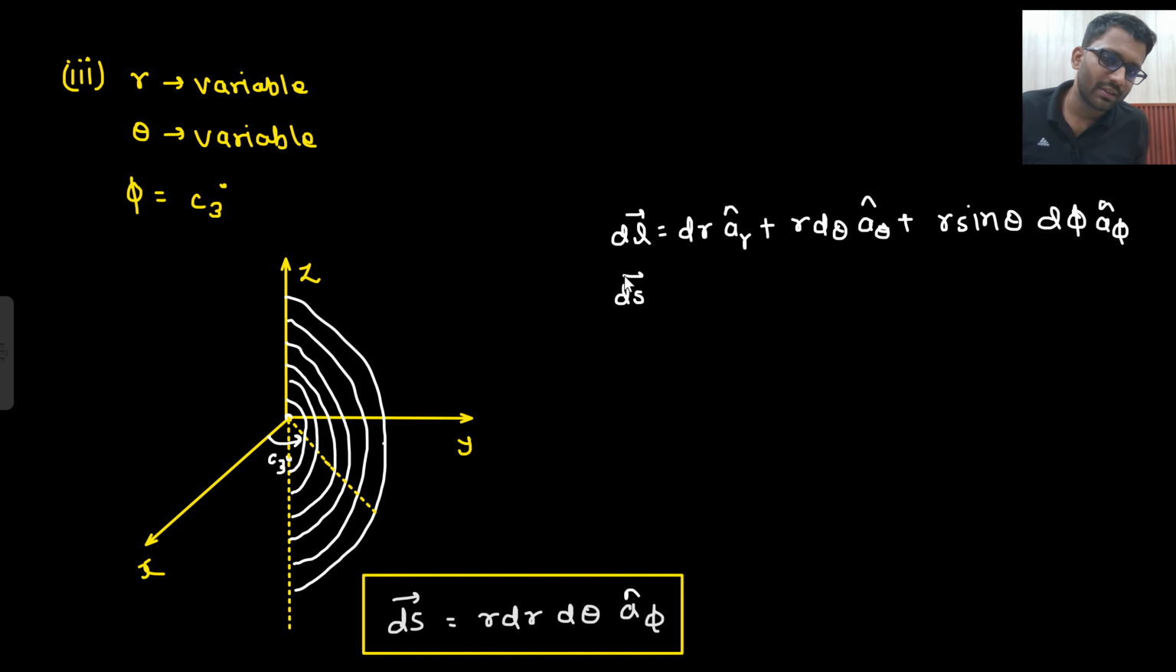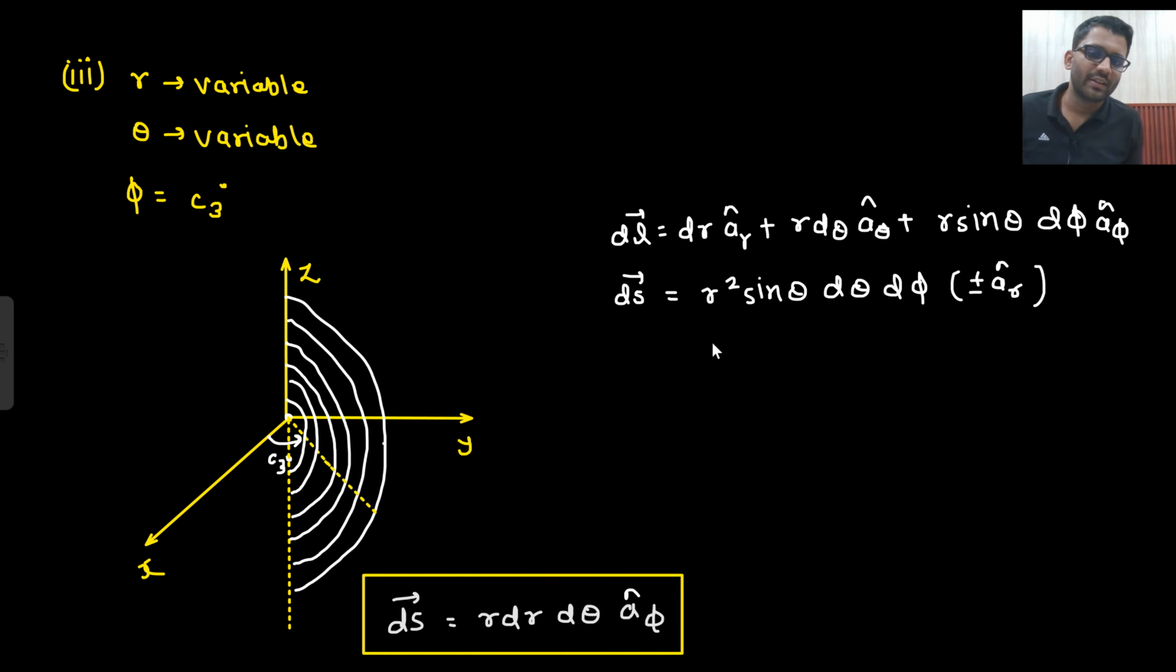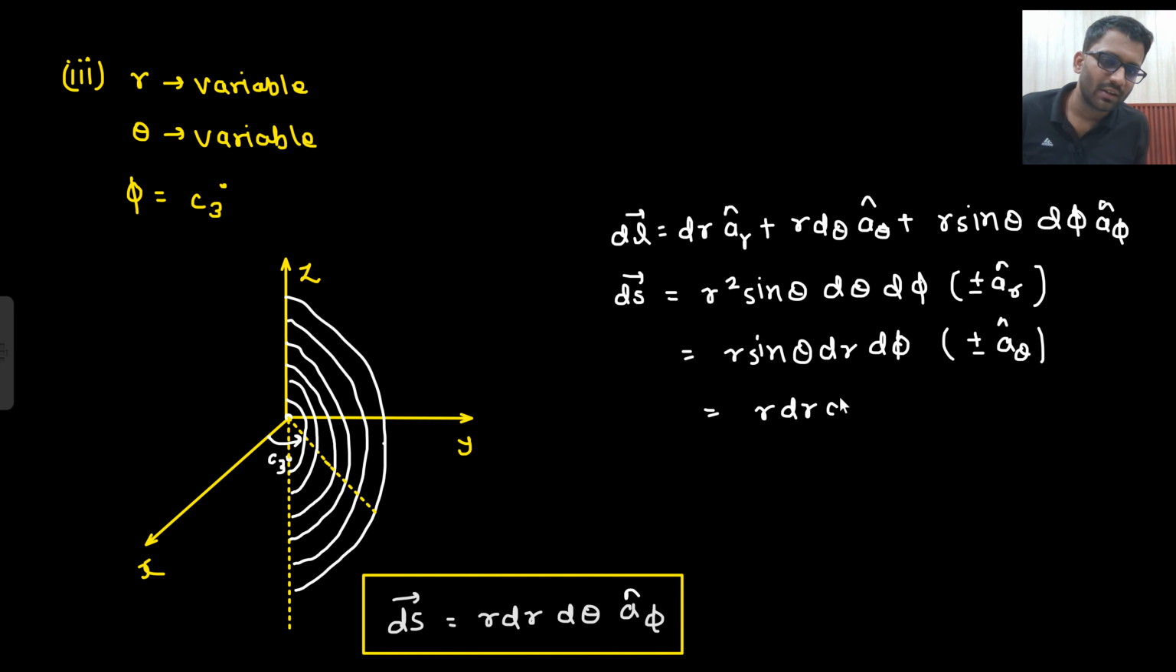What is my surface area? If I talk about a r cap only, then it would be r square sin theta d theta d phi, plus minus a r cap. If I talk about a theta only, that will be r sin theta dr d phi. And if I talk about only a phi, that would be r dr d theta.